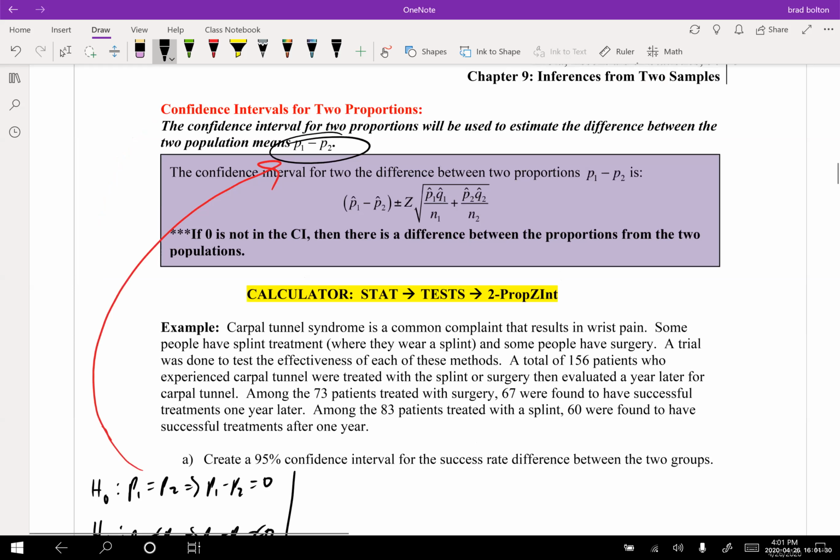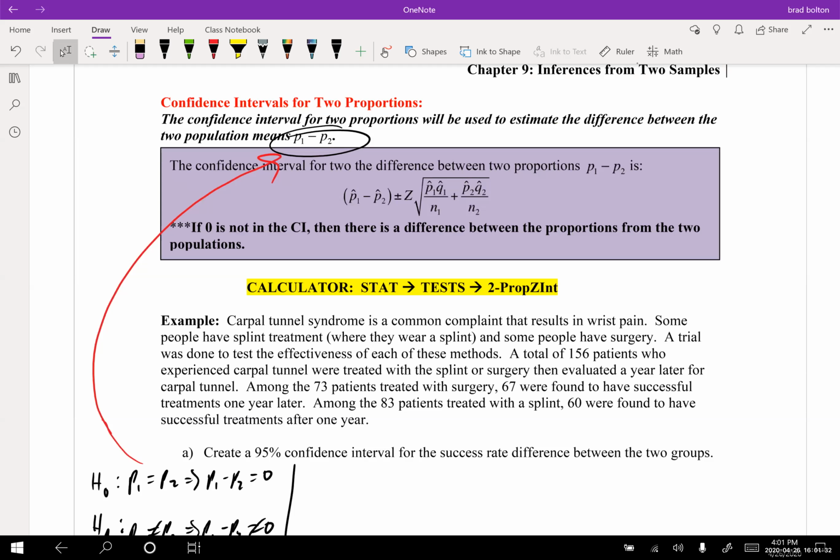That's why when we look up here, it says the confidence interval for the difference between two population proportions, P1 minus P2, is given by this long formula. Once again, we're not going to do that long formula, but we could if we needed. And then it says if 0 is not in the confidence interval, then there is a difference, okay? Because remember, the null says that they equal 0. So if 0 is in that interval, then that means the null could be true, and then we can't accept that there is a difference.